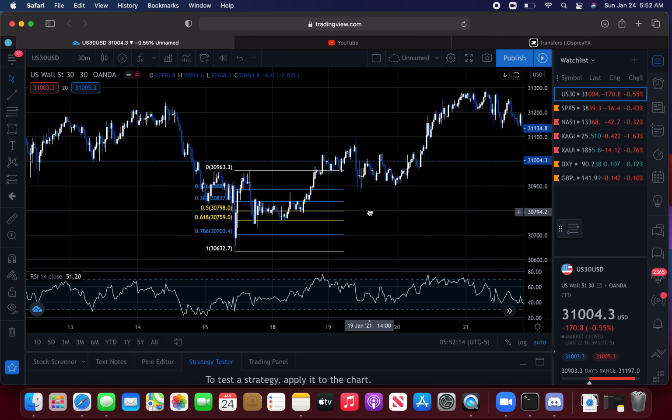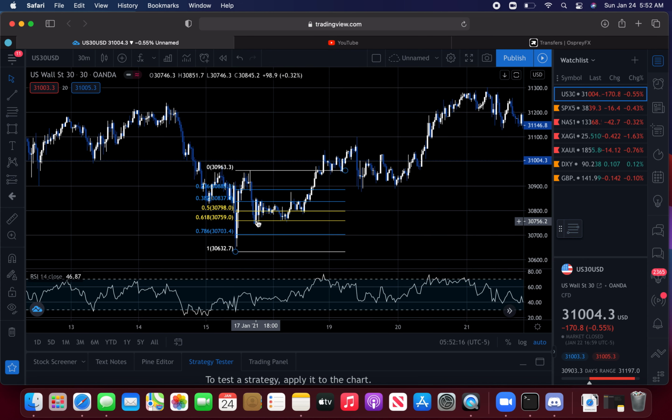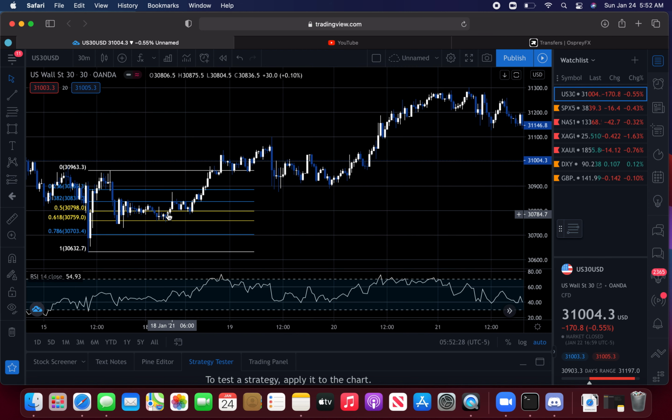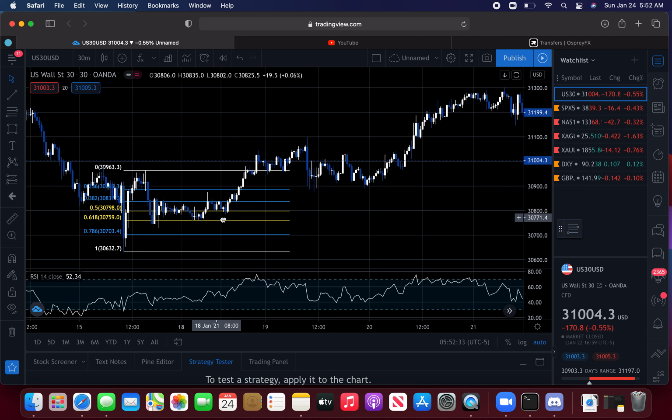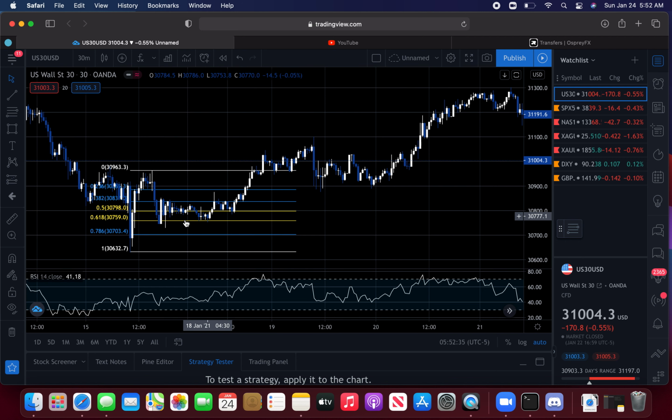All right, boom. And then where I want to get my entry is at the 618. So I'm looking, it has a lot of rejections right here at the 618. Then we see an engulfing candle. We see this candle engulfing this previous candle. It engulfed it. So that could have been your entry right here. My entries are right here.